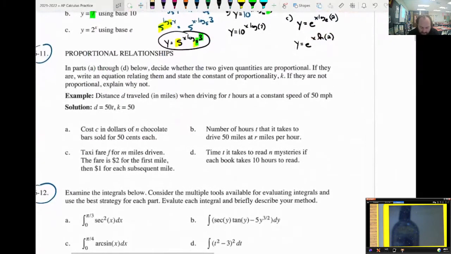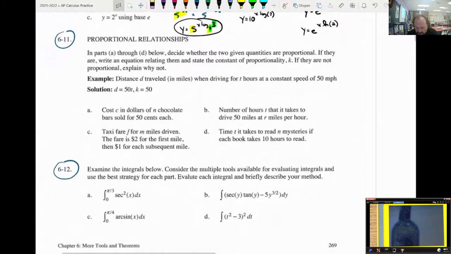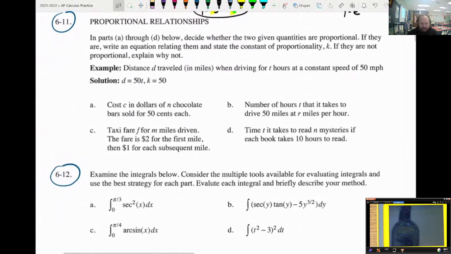Also, things we need to be pushing forward with a little bit, proportional relationships, which are really simple. Given parts A through D below, all we're going to do is decide if these are proportional relationships or not. And if so, we're going to write an example of why they're proportional. Now, an example is given for us again. The distance traveled in miles when driving for t hours at a speed of 50 miles per hour. Well, in that case, you can write it as a really simple d equals 50 times t.